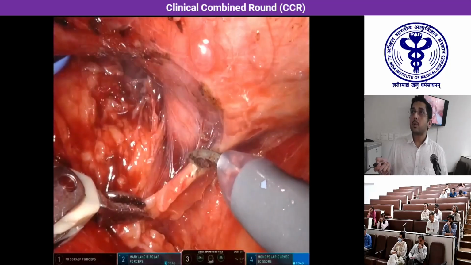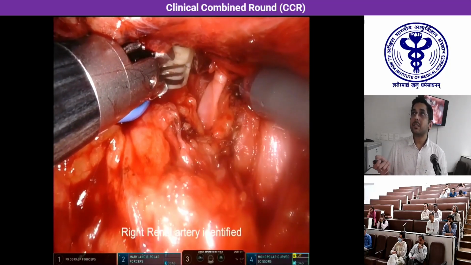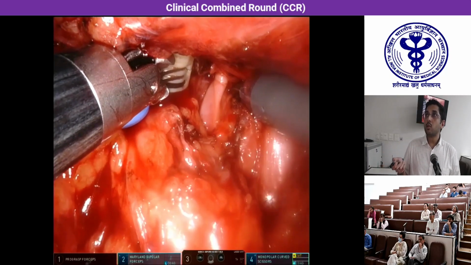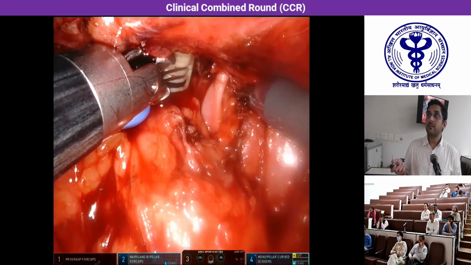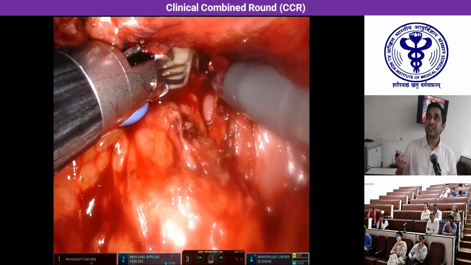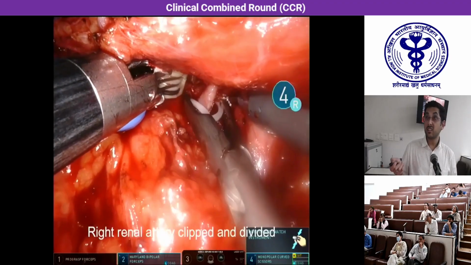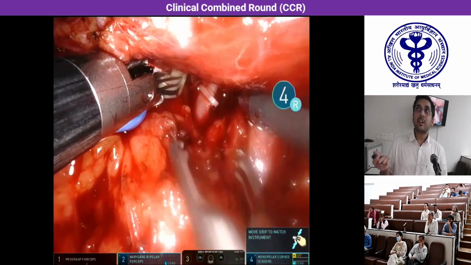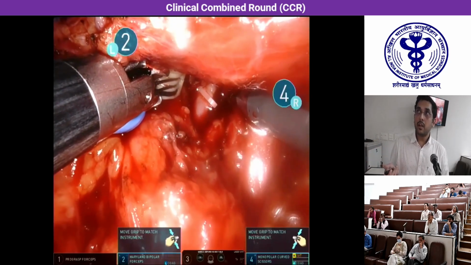And we approach the right side renal artery that you can see here in this interaortocaval groove. This is just below the contralateral renal vein. So we have carefully dissected this renal artery and taken control, clipped and divided it here, because that helps in decreasing the blood loss around the kidney as we proceed with our nephrectomy part.